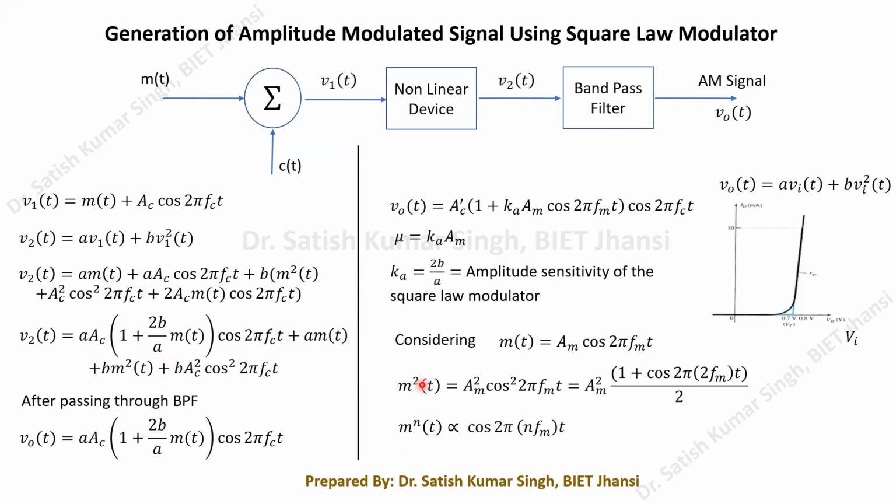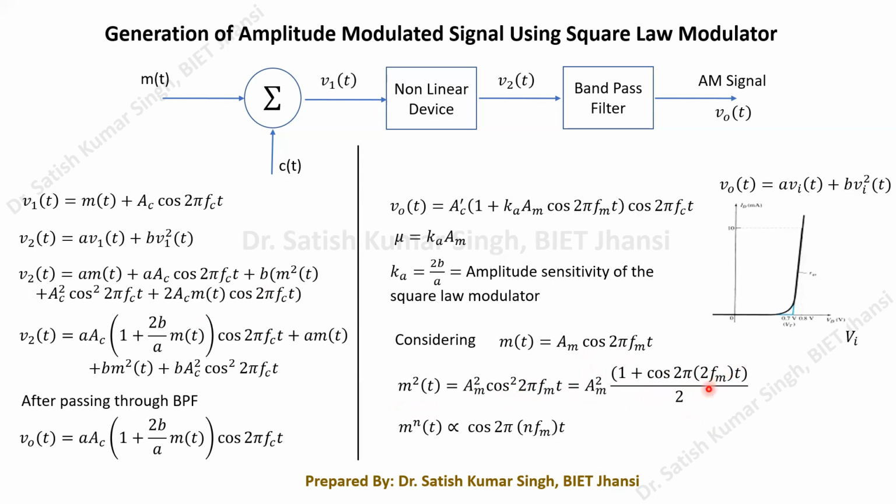Okay, so if we square this signal, we are just considering this particular case when m(t) equals A_m cos 2 pi f_m t. So when it is m square t, you can just square this signal. We are going to get A_m square cos square 2 pi f_m t. That will be equal to A_m square times (1 plus cos 2 pi 2 f_m t) divided by 2. So basically it is going to give you one DC term, and one frequency component at f equals 2 f_m.